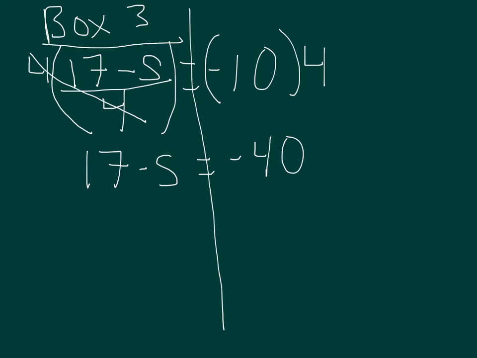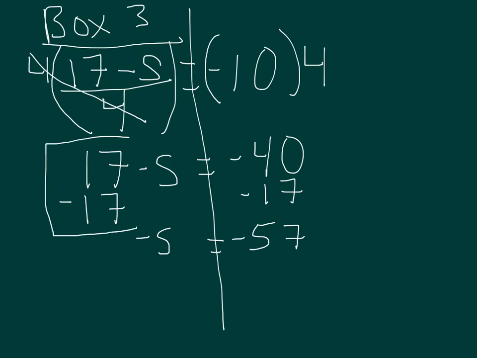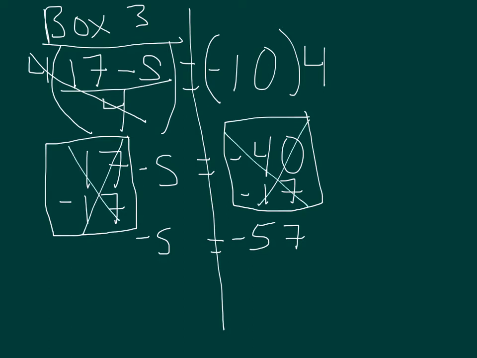Anyway, my next step is going to be get rid of the 17 on both sides. So we have negative s equals negative 57. How did I get negative 57? Put my addition boxes here. I added these two and they canceled, and these two added together is negative 57.